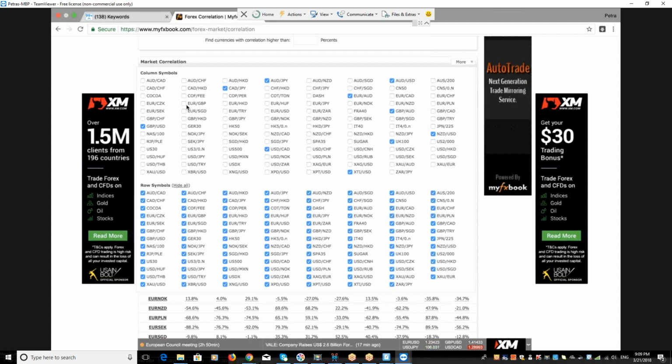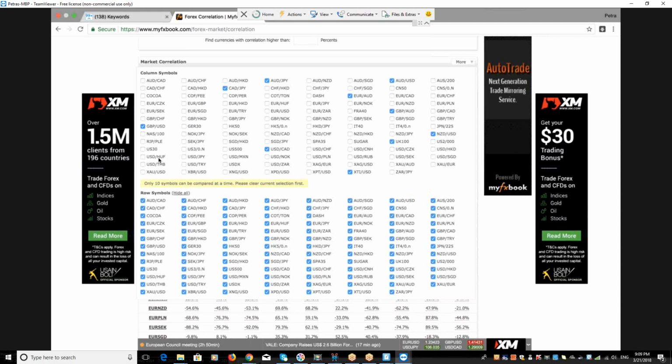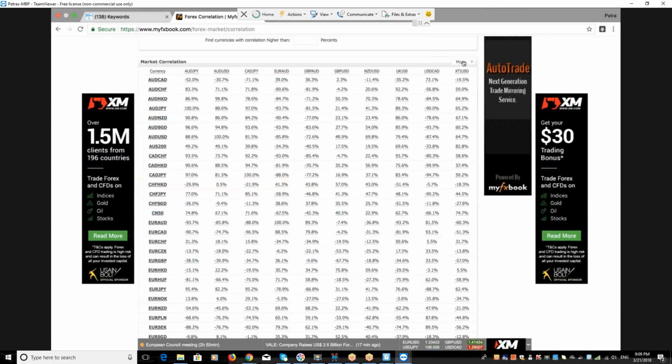Once I get to my 10, it's a maximum. The maximum I can have is 10, yeah? Right. I want a big, massive positive one. Okay, right. We've got the UK 100 and we've got the Aussie Swiss franc. Those two are really positively correlated. We've got the Aussie Jappy and the CAD. Okay, right. So you probably wouldn't want to take those two.